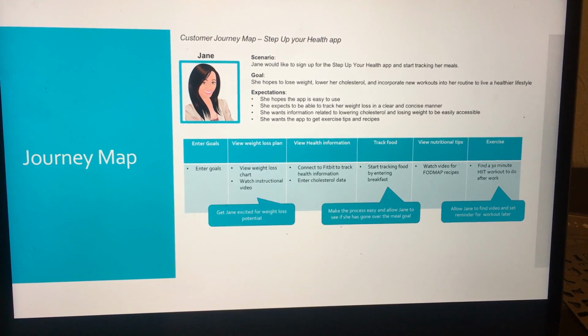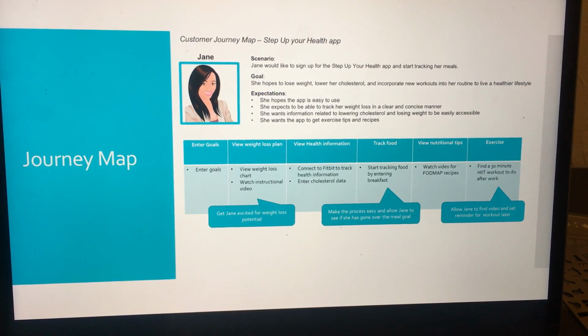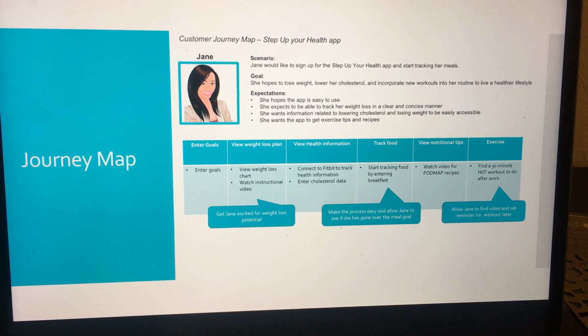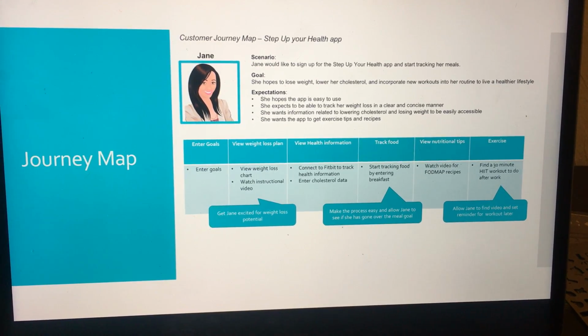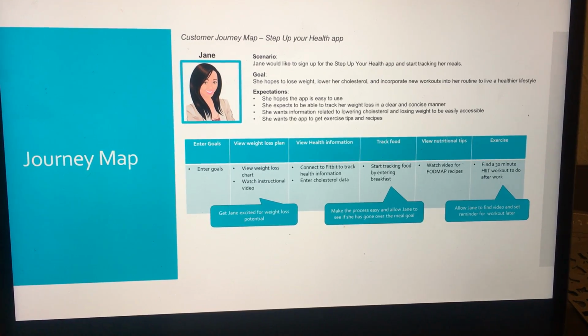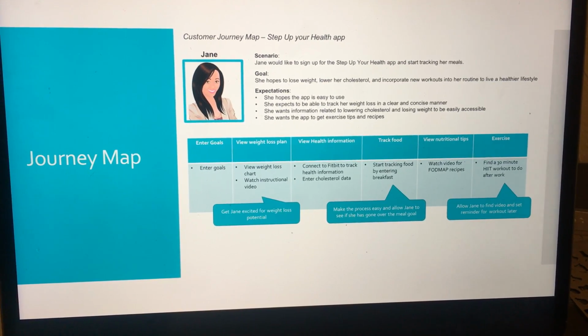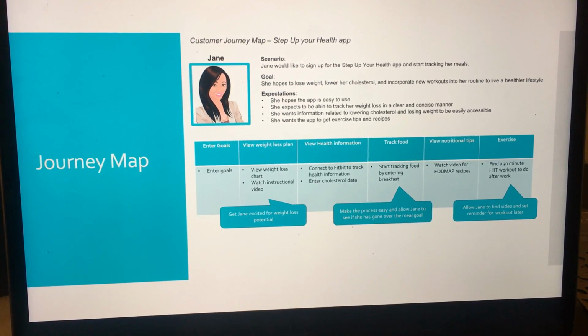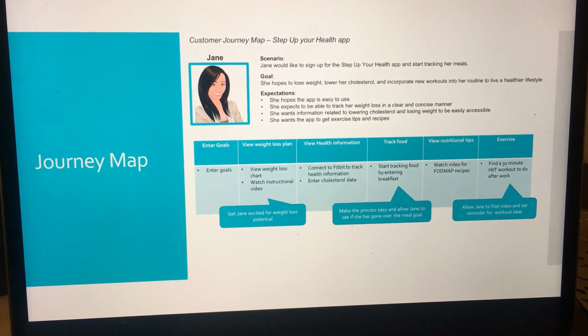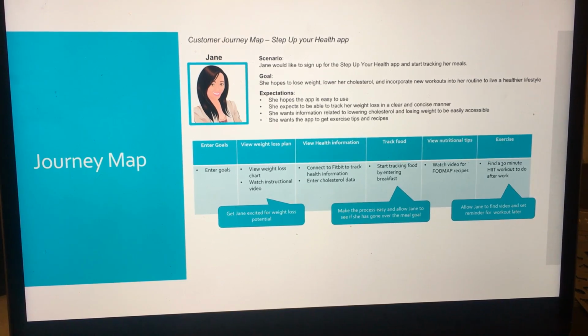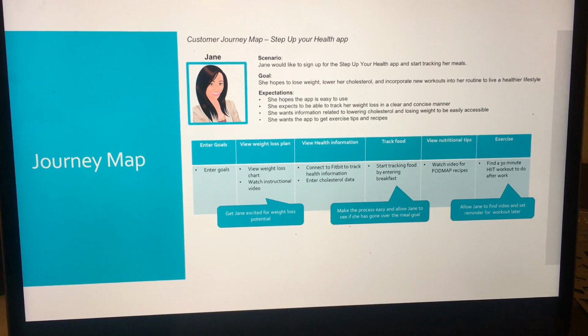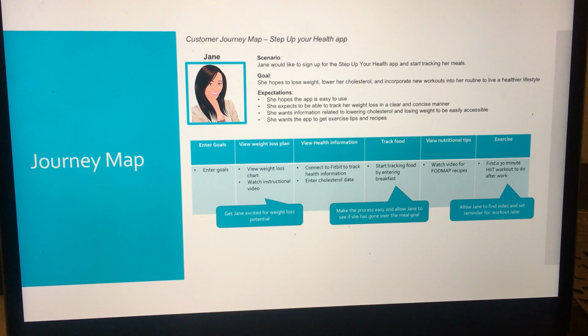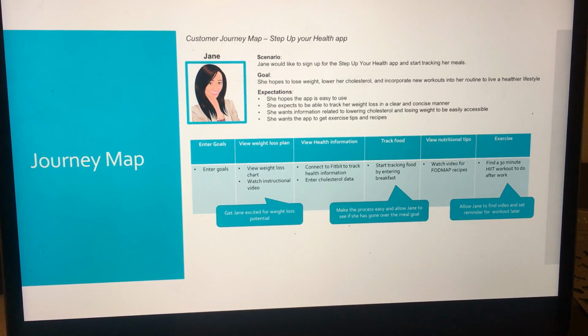Going into the journey map, Jane would like to sign up for the Step Up Your Health app because she heard that it's an app that is going to help her to lose weight and is going to provide information on FODMAP friendly foods as well as to be able to track her meals and to understand how the meals that she's eating impact both her weight and her cholesterol. She hopes that she can lose weight, lower her cholesterol, and incorporate new workouts and FODMAP friendly meals into her routine to live a healthier lifestyle.